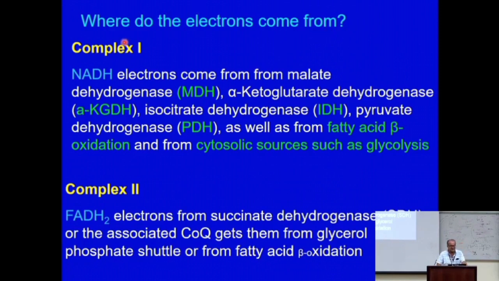And as a reminder, where's the NADH coming from? The NADH is coming from all the enzymes we covered last week. Pyruvate dehydrogenase, malate dehydrogenase, alpha ketoglutarate dehydrogenase, isocitrate dehydrogenase. In addition, fatty acid beta oxidation produces NADH. So anytime you have a large amount of NADH in the matrix, it will be oxidized at complex 1.